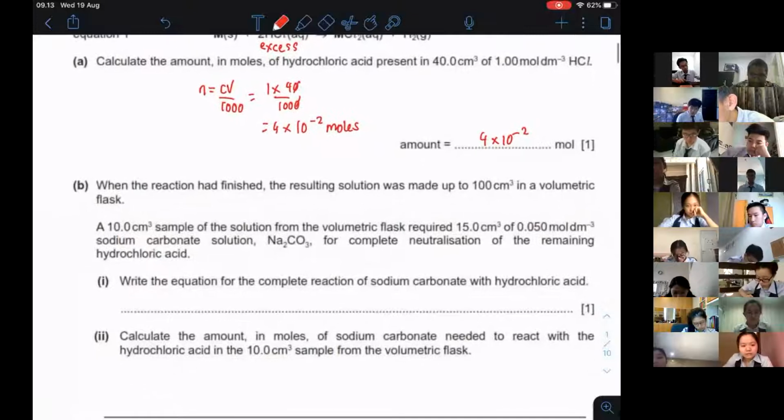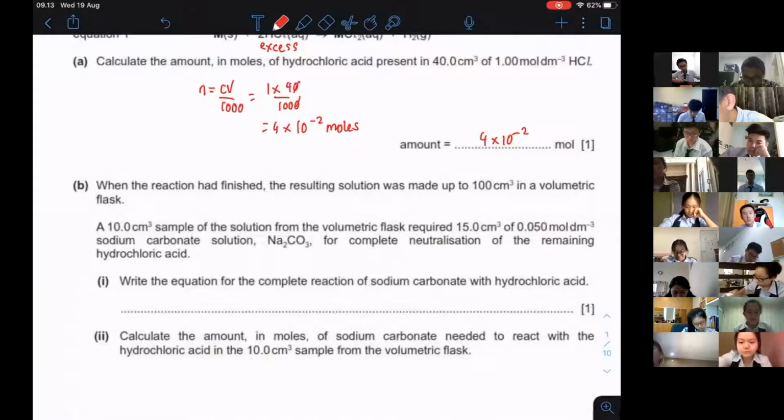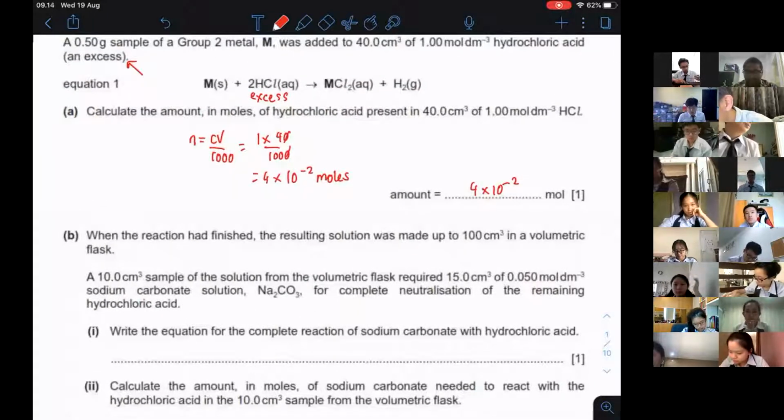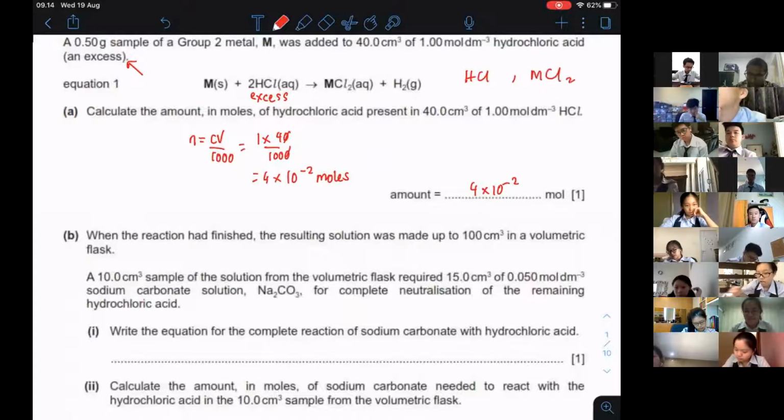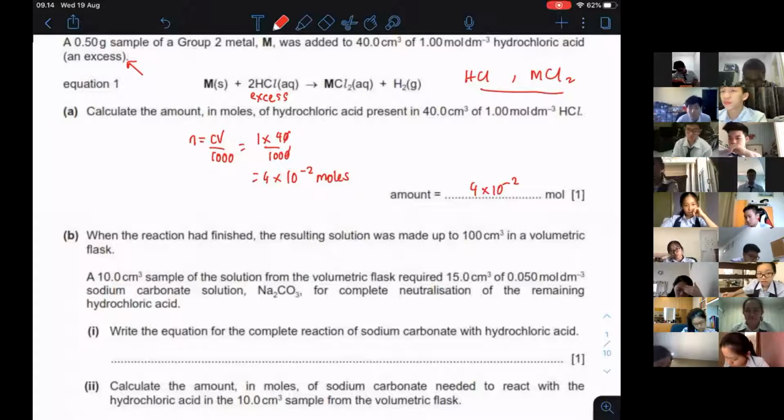Now, when the reaction had finished, the resulting solution was made up to 100 cm cubed in a volumetric flask. I do understand that some of you said that if I finish this reaction, I am going to get HCl and I am going to get MCl2, so I do not know which one. If you have that problem, do remember, just assume that both of them are in the volumetric flask, and then they are made up to 100 cm cubed.